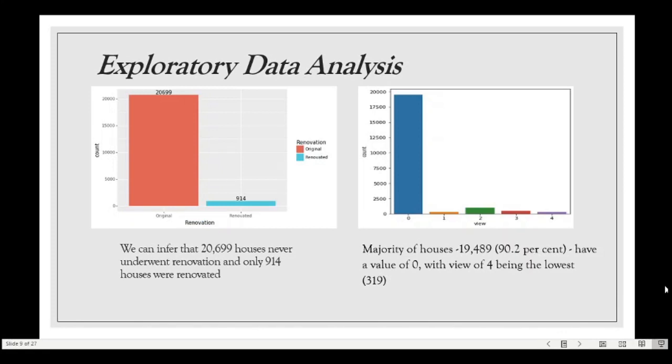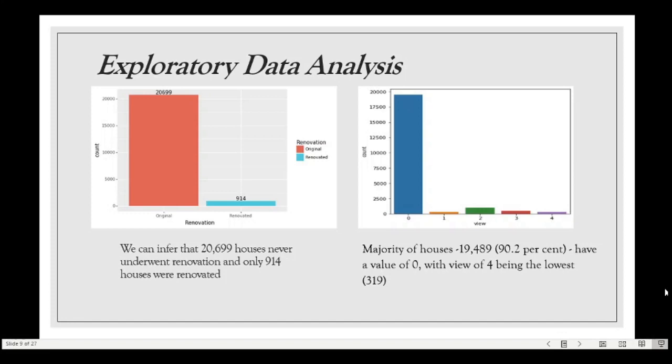Now let's take a look at a few other variables in our dataset, which are renovation and view. On the left-hand side, we have a histogram of renovation. We see that out of 21,613 houses, 20,699 houses never underwent renovation, which is a high number. And the rest, which is 914 houses, were renovated over a period of time.